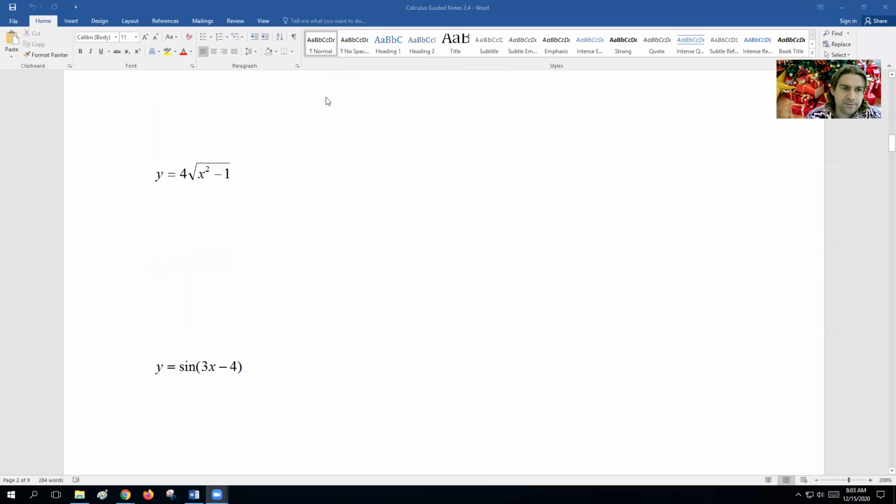Okay, let's keep this going. A couple more to do today. All right, sine of 3x minus 4. Okay, so what's the inside function? The inside function is the 3x minus 4. And what's going on with that? That u function, it's just really this sine of u.